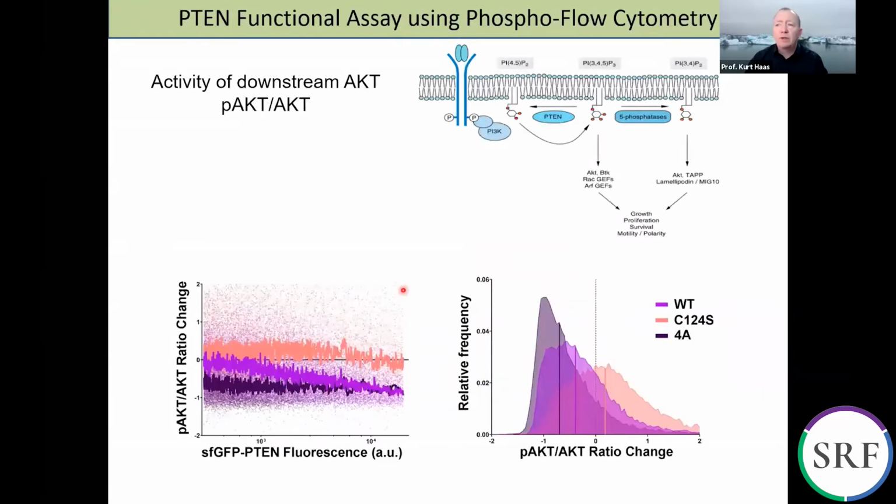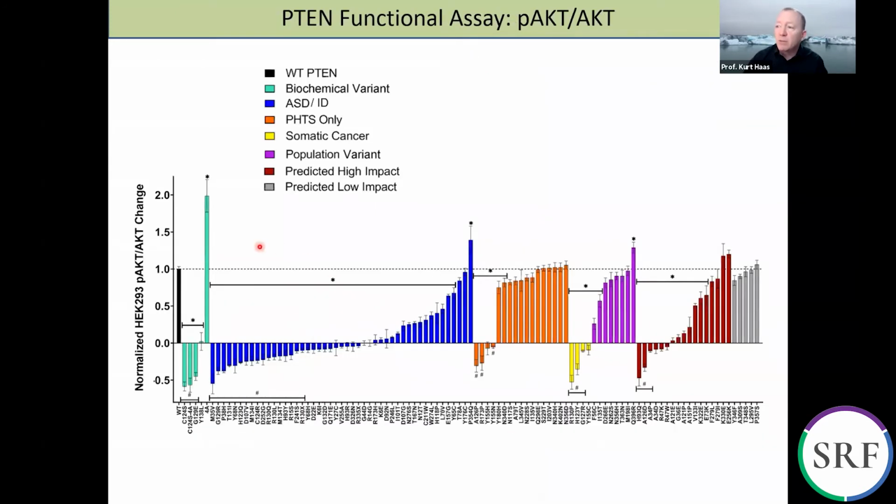Okay, the next thing we did is to look at function by looking at the activity of this downstream protein, AKT, using antibodies against the phosphorylated state, phospho-AKT. And that's showing the flow responses. Again, the medium purple is wild type. In this case, the C124S is a known non-functional P10. So that's shifted to the right. So there's more phospho-AKT, and a gain of function for A shifts it the other direction. And this is the data from large numbers of variants.